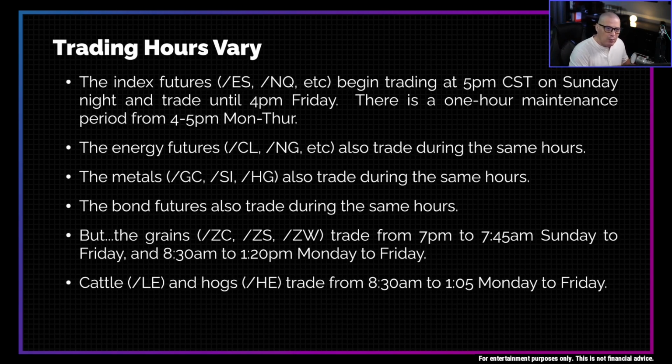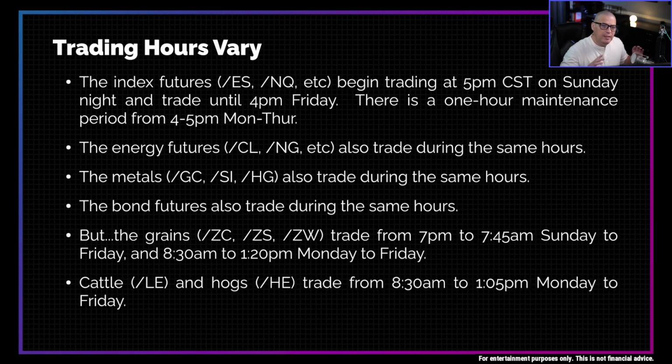Now, there is a 1 hour daily maintenance period from 4 p.m. to 5 p.m. Monday through Thursday where there's no trading. So they have a 1 hour break each day, Monday through Thursday, at 4 to 5 p.m. But essentially, they start trading 5 p.m. Central Time on Sunday and trade all the way until 4 p.m. on Friday. Thankfully, many of the other futures products follow the same schedule as the index futures products.